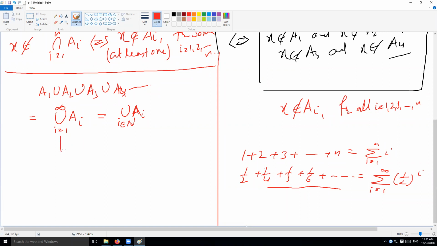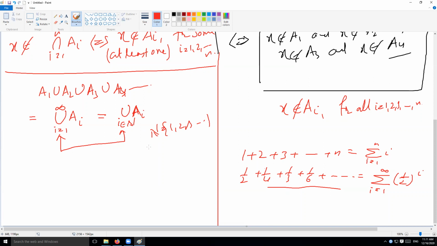So in other words, saying this is the same as this actually. So when I'm saying that I am taking the AIs where I start from 1 to infinity, what actually I'm saying is that I'm taking the union of AIs where I is a natural number actually, because I know that the set of natural numbers is 1, 2, 3 and so on and so forth. समझ आ रही है बात?